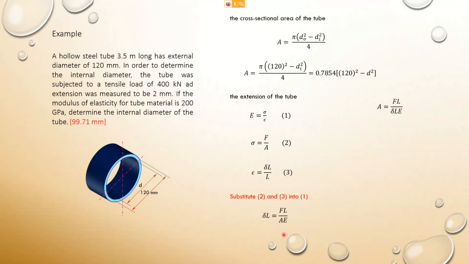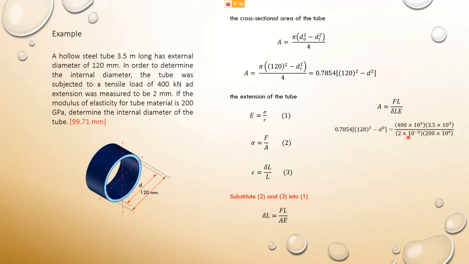And then you can also make A the subject. Since you want to find the internal diameter, it is better to change the subject to A. You can keep this step, by writing E equals FL over A times delta L. Then you can change this to make area the subject, because that is where your unknown is. So it's better for you to change your A to be the subject.